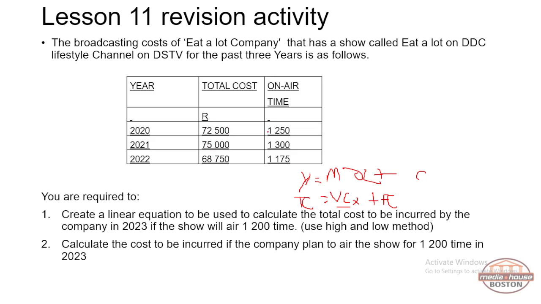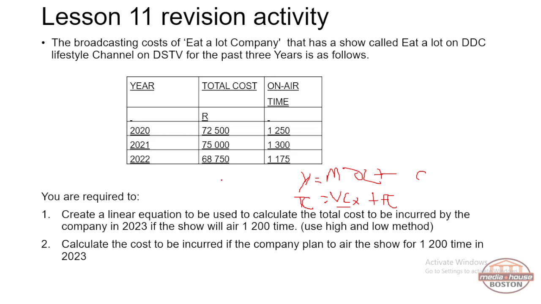And if we look at the changes in the activities in terms of the number of times it gets on air, we see that the cost is changing, so it cannot be classified as a fixed cost. Therefore, this will classify as what we refer to as a mixed cost, meaning that the total cost contains both the variable cost and the fixed cost.